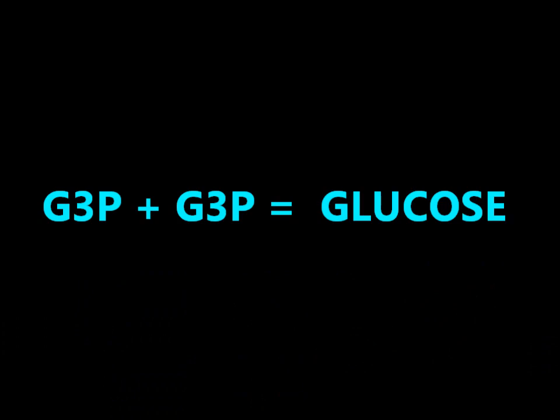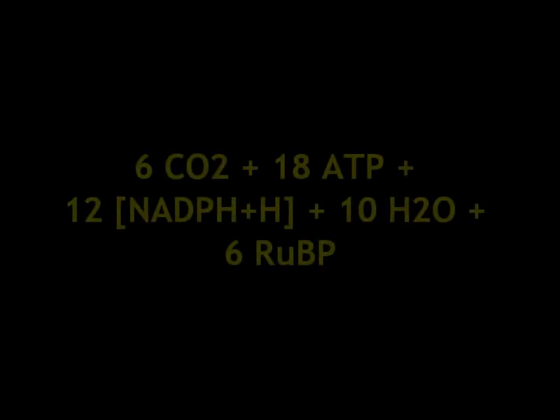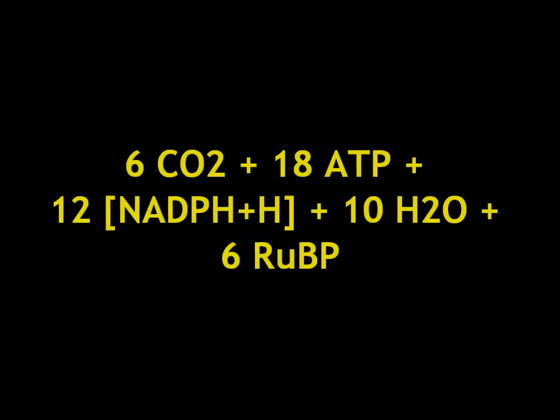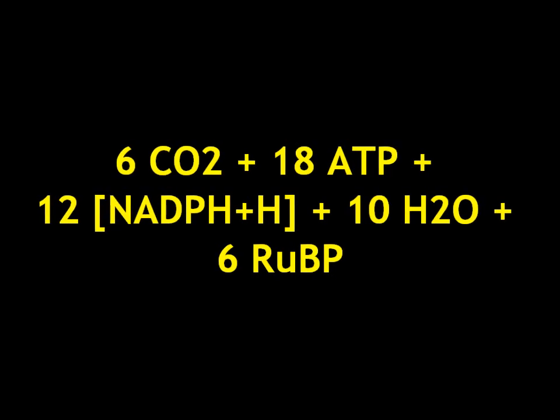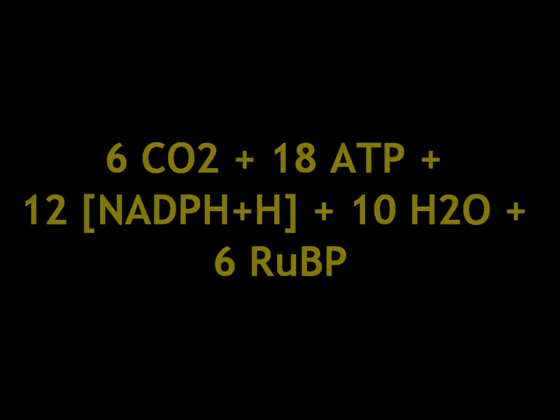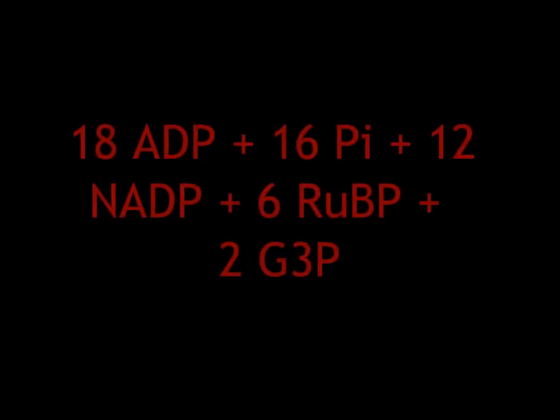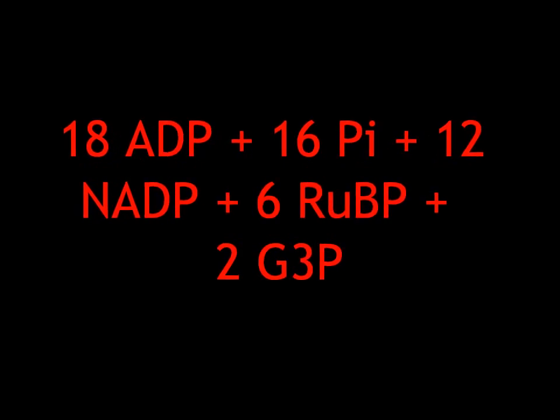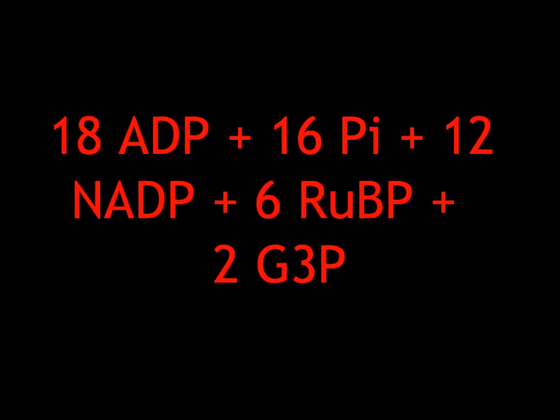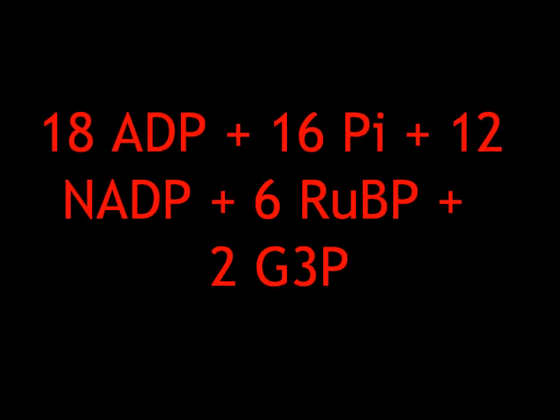In conclusion, in order to make 1 glucose molecule, 2 G3P molecules must be combined. As a result, the Calvin cycle must occur twice in order to create 1 glucose molecule. Which means for the net production of 1 glucose molecule, the Calvin cycle uses a total of 6 carbon dioxides, 18 ATP, 12 NADPH, 10 H2O, and 6 RuBP. As a final result, 18 ADP, 16 phosphates, 12 NADP, 6 RuBP, and 2 G3P molecules are produced.